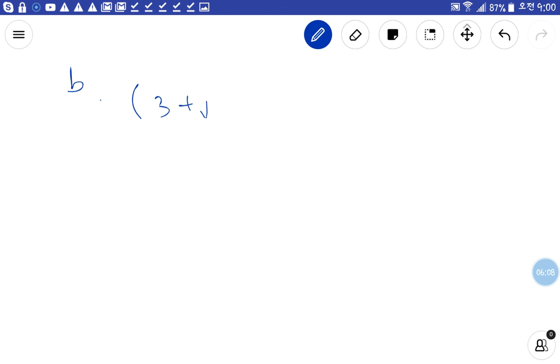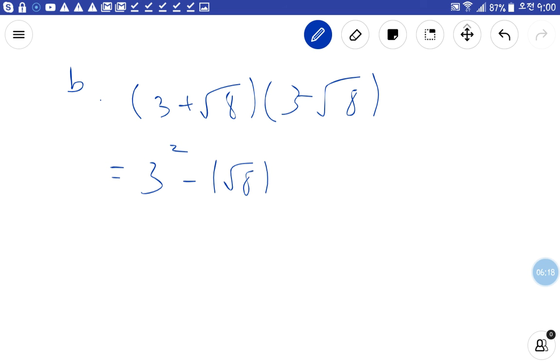Alright, question B. 3 plus radical 8 times 3 minus radical 8. A plus b times a minus b is a squared minus b squared. 9 minus 8, which is 1.